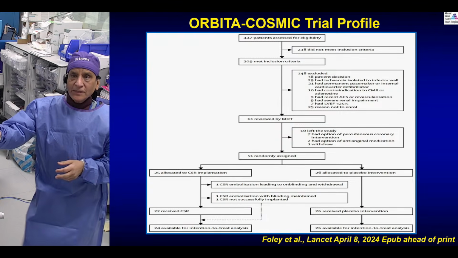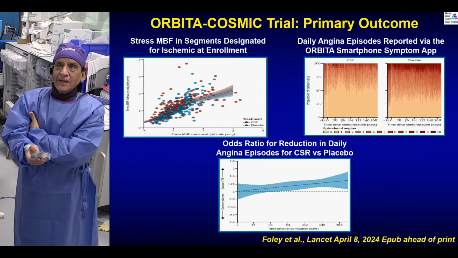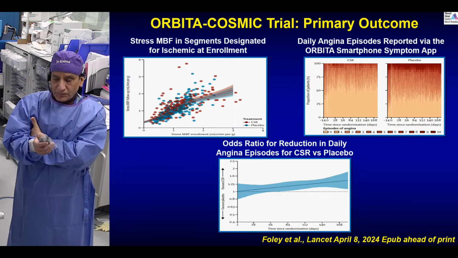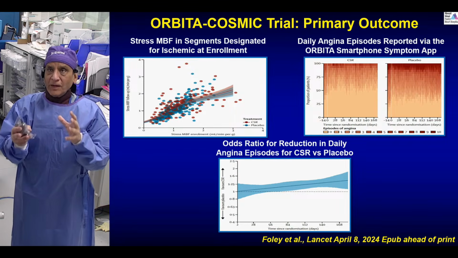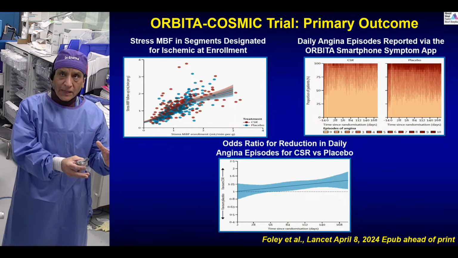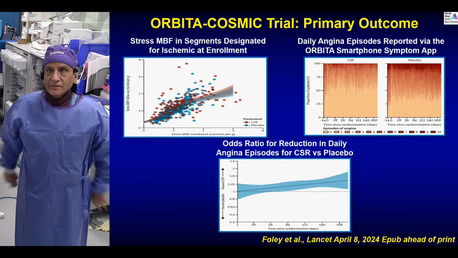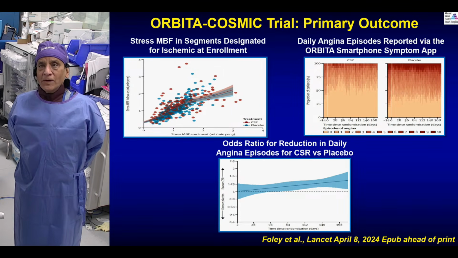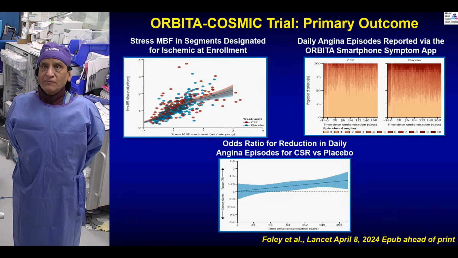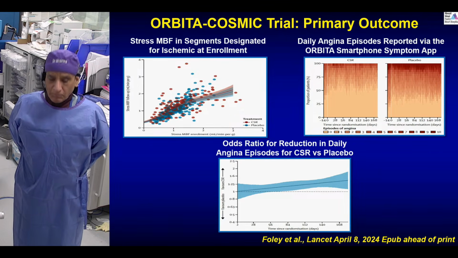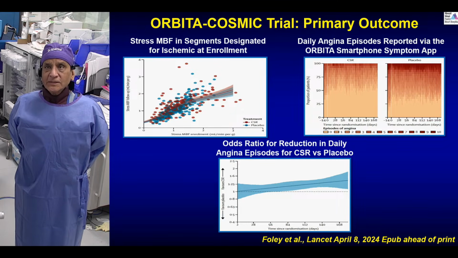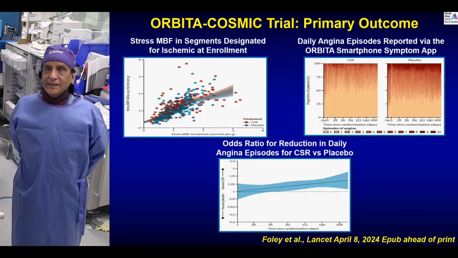And this basically was a small trial, about 50 patients. And you can see here, the first one on the left is where they looked at the myocardial blood flow in the ischemic as well as infarcted segment. And it looks like stress MBF, multiple overlaps, no difference in myocardial blood flow. So therefore, the coronary sinus reducer did not change the myocardial blood flow in the ischemic segment. They also showed the data in the infarcted segment.